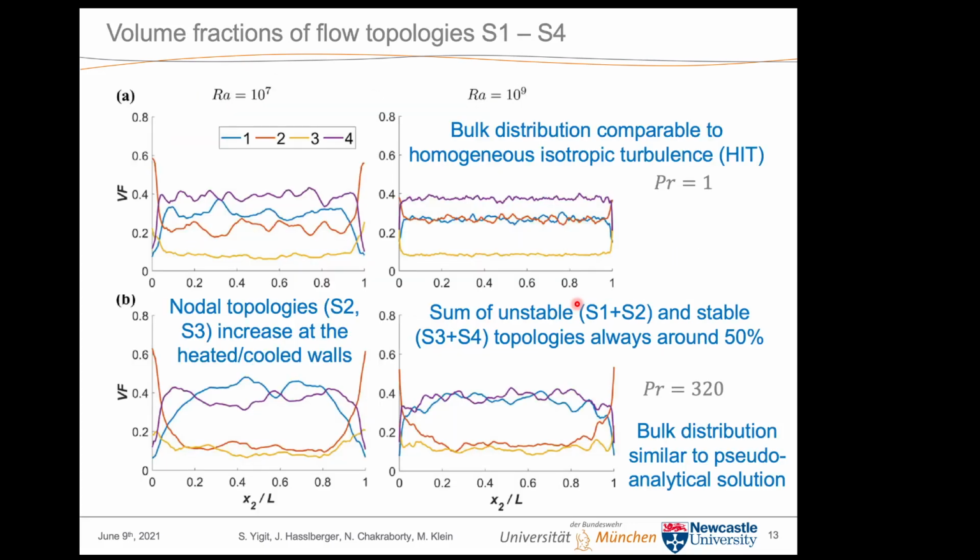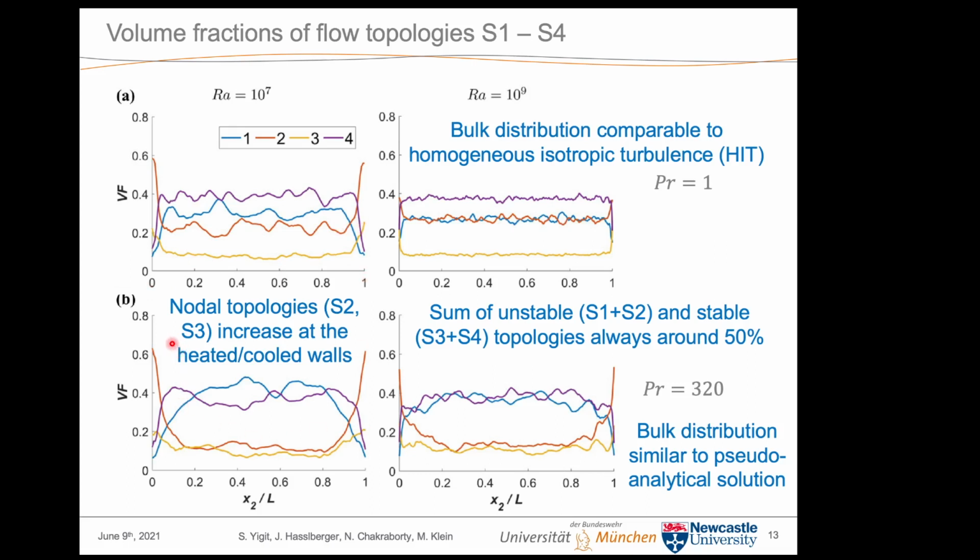Now let's have a look at this in a more quantitative way. What you can see here are the volume fractions of those 4 different flow types, averaged in both horizontal directions. So this is the vertical direction, where let's say 0 would be the hot wall and 1 would be the cold wall. And there are, I would say, 3 or even more interesting observations here.